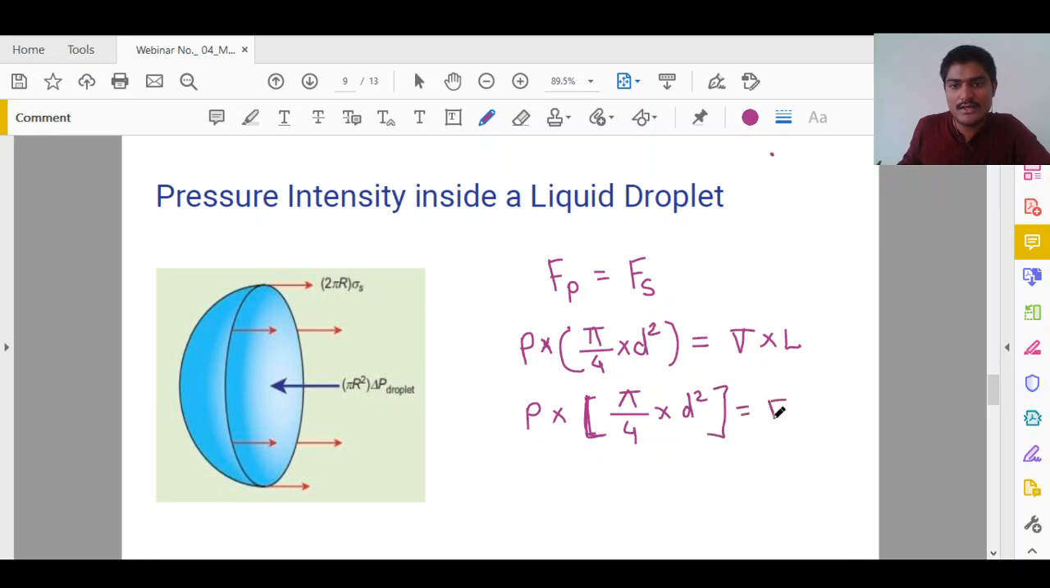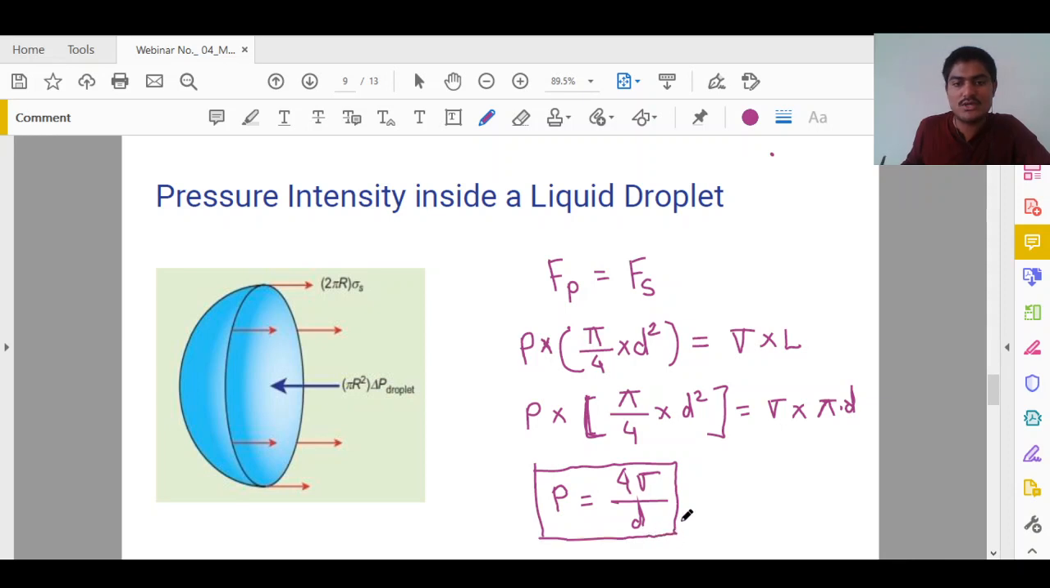Equals to, we can easily replace that L, since L is the length over which surface tension force is acting. So look at this, what is the length? We can simply represent L with pi d, since pi d is the periphery of this water droplet. So if we simplify this equation, we get that the pressure intensity inside the water droplet will be equal to 4 sigma by d. This is 4, please remember, 4 sigma by d. So you will get this last equation.